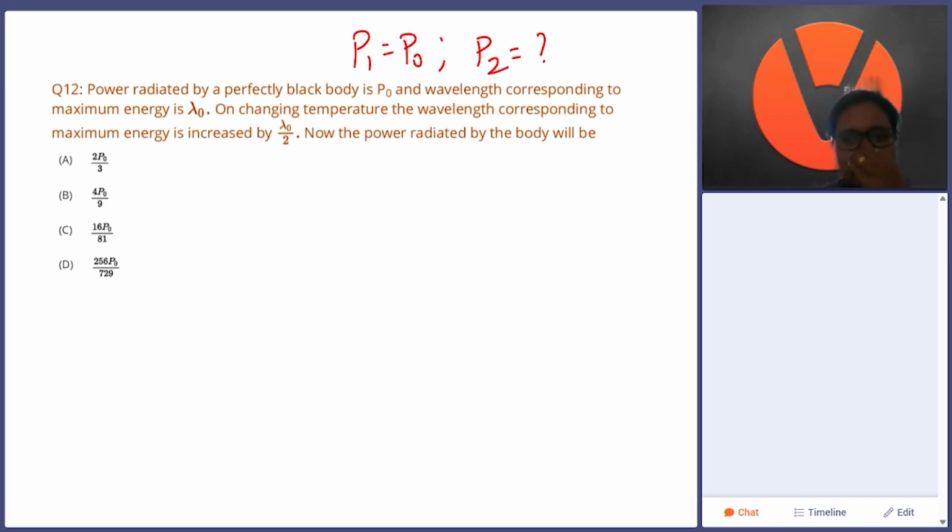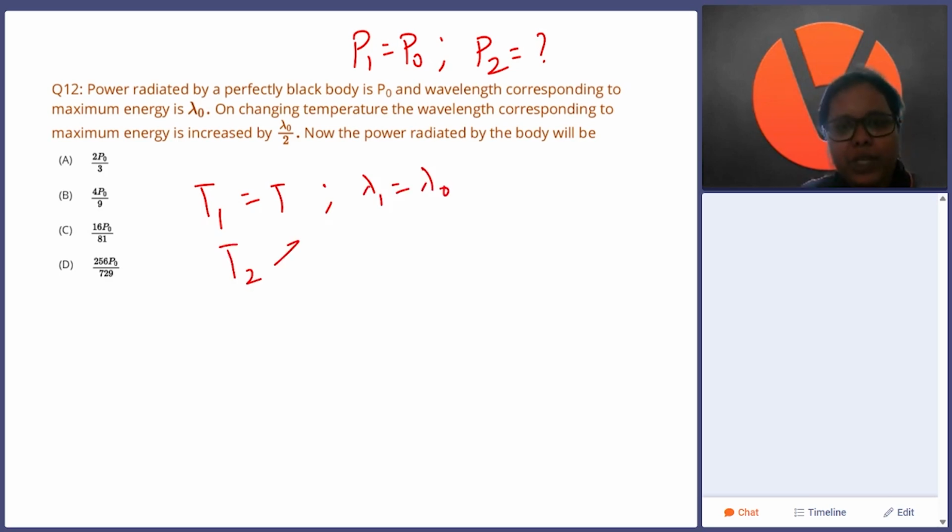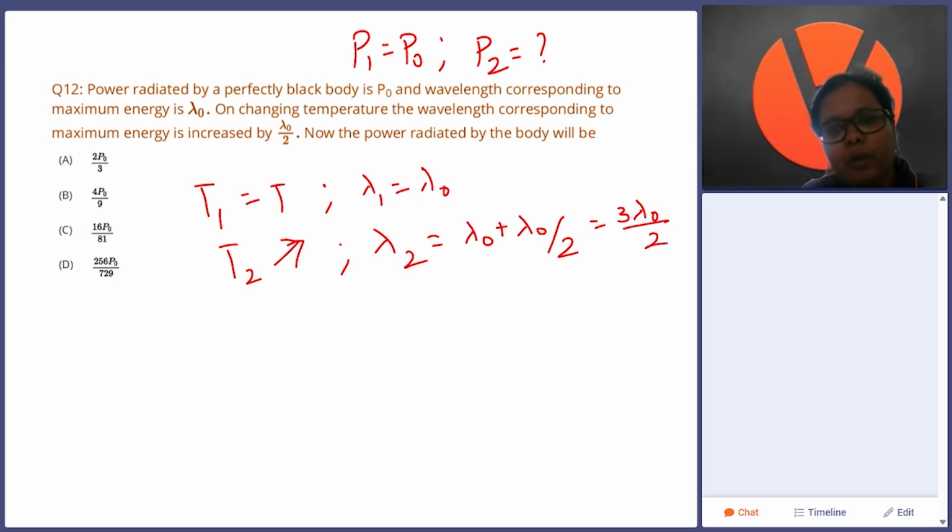Initially the temperature is T1, so you can consider it as T. Lambda 1 would be lambda naught. Then they are changing the temperature to T2. When the temperature is changed, lambda 2 would become increased by lambda naught by 2. So what would be the answer then? 3 lambda naught by 2.